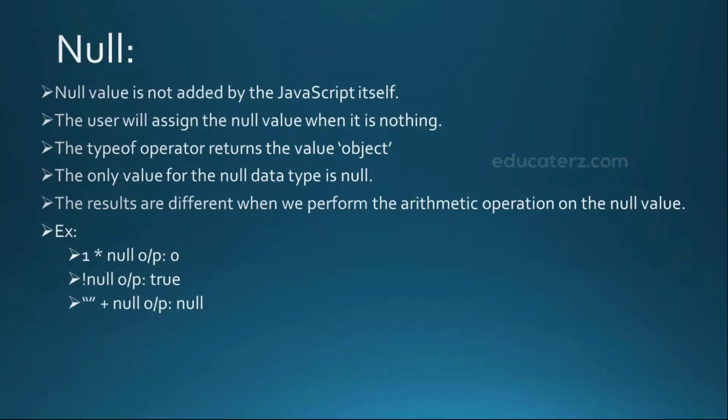Here the results are different when we perform arithmetic operations on the null value. As in this example, you can check when I multiply the null value with 1, the output is 0, whereas when I perform not on the null, it returns true. And when I want to concatenate the null with an empty string, it returns null as a string. So these are the different outputs returned when we perform operations on the null data type.